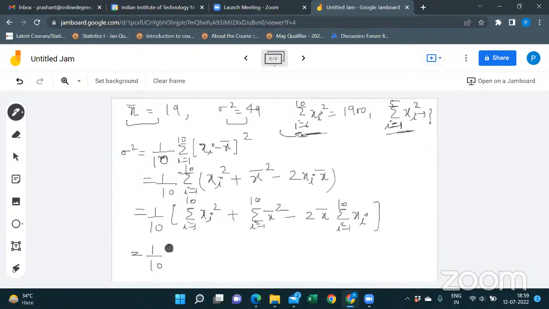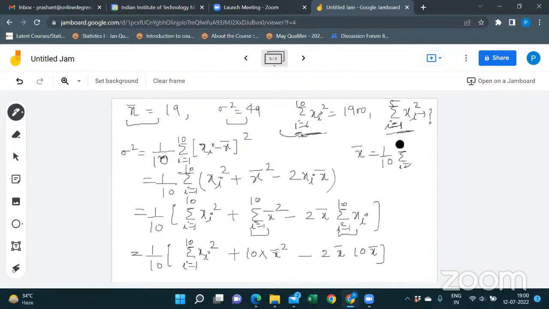Now just tell me if you are not getting the concept at any step. So it will be summation xi square. Can I write 10 times x bar square minus 2 times x bar into 10 times x bar? Because x bar is 1 upon 10 summation i equals 1 to 10 xi, so summation of xi can be written as 10 times x bar. Is that clear for everyone?